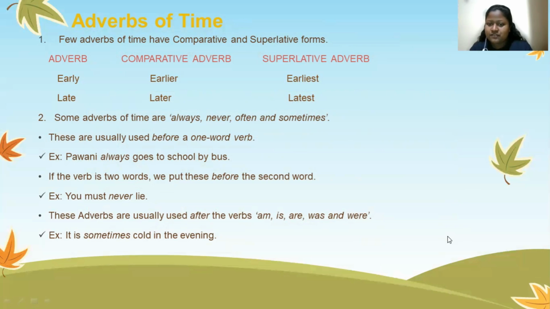Our teacher comes to school earliest. Some adverbs of time are always, never, often, and sometimes. I'm sure you have seen them everywhere. Let me explain what they are.